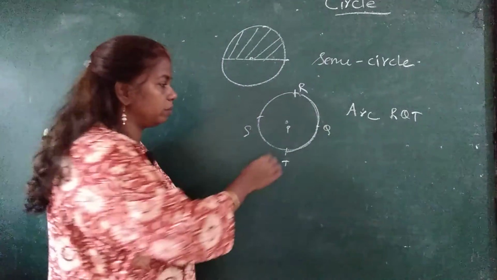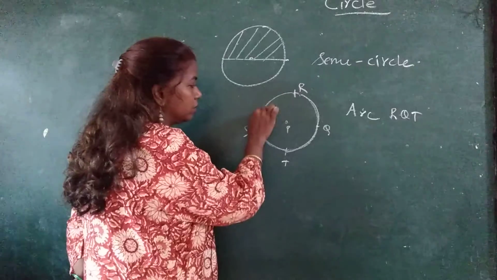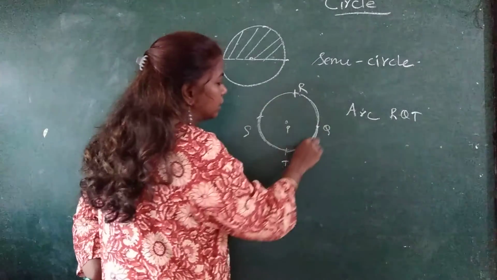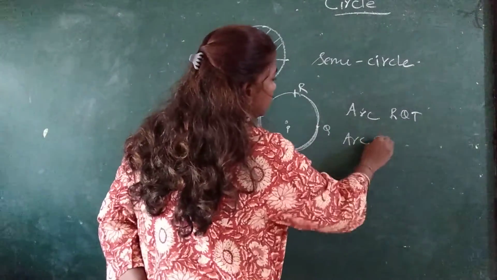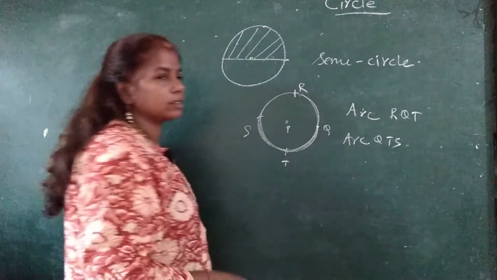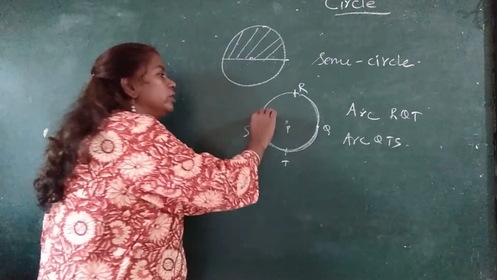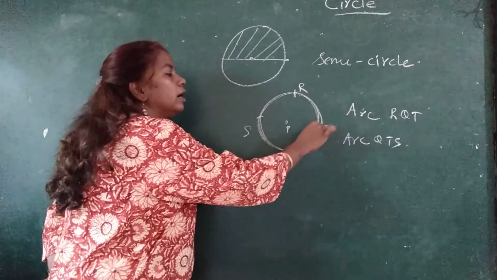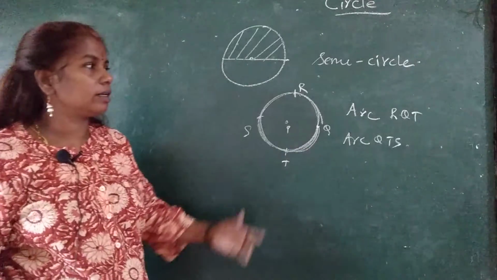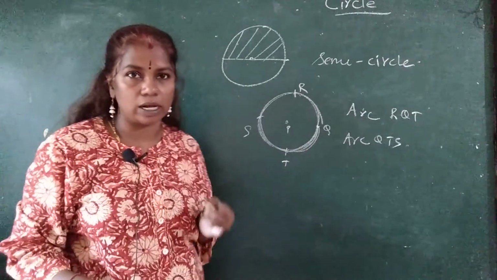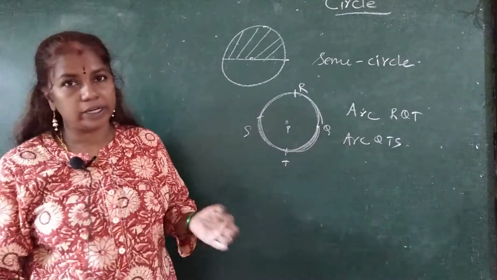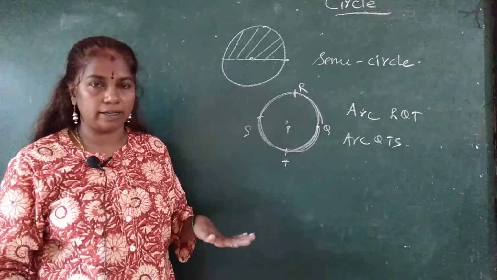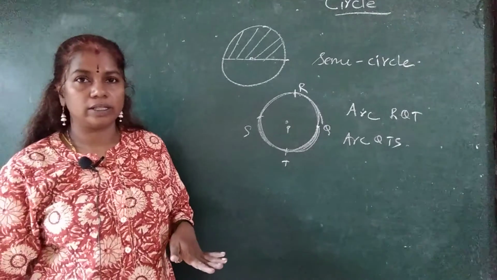What is R? The boundaries. And how will you name it? For example, this arc I want to name. That is R, Q, T, S. Okay. Now what is this portion called? Arc. Okay. Arc comes in a circle. Understood arc? Understood semicircle? Okay. Radius, circumference, center. Understood thoroughly?